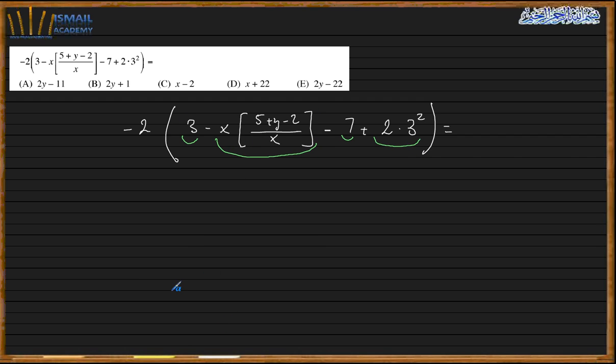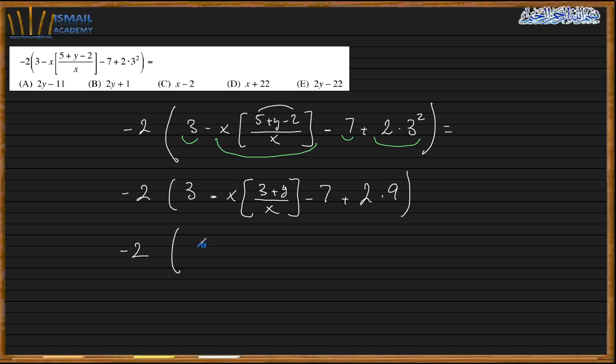So I have minus 2 times 3 minus x. So here 5 minus 2 is 3, plus y over x, minus 7 plus 2 times 3 squared, which is 9. Now I have minus 2 times 3 minus, so I cancel x, so I got 3 plus y minus 7 plus 18.